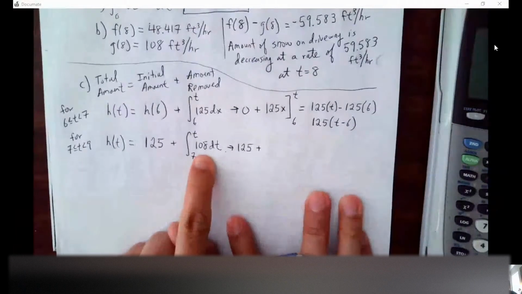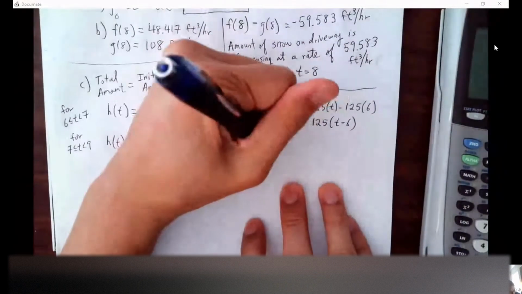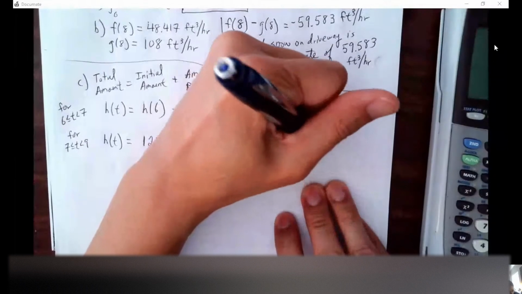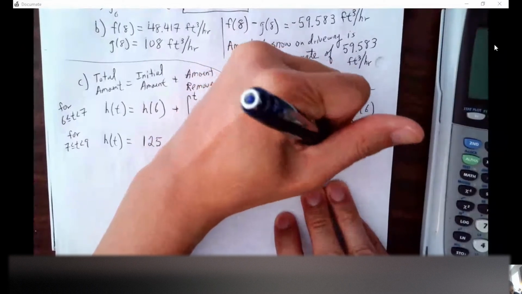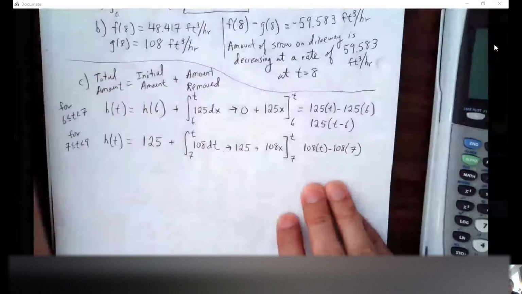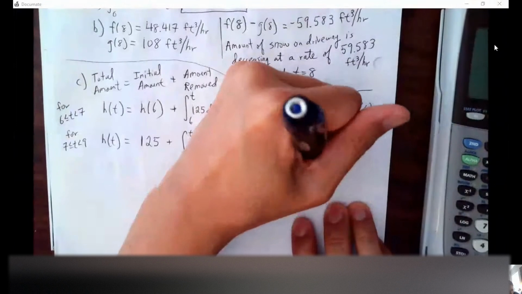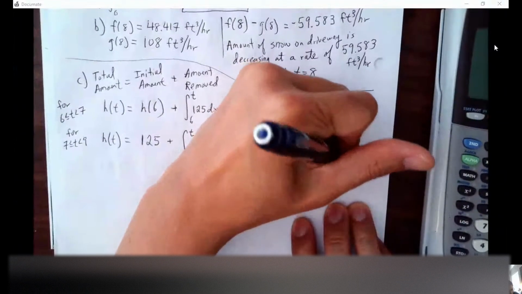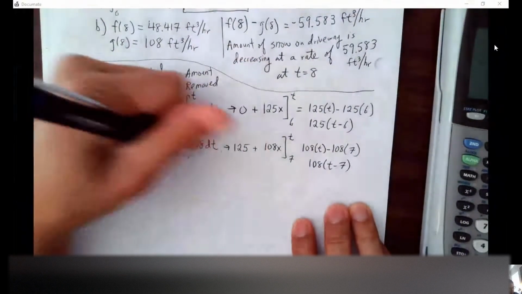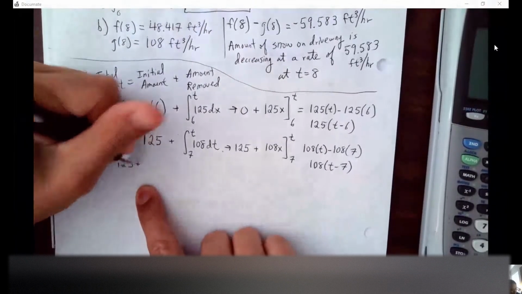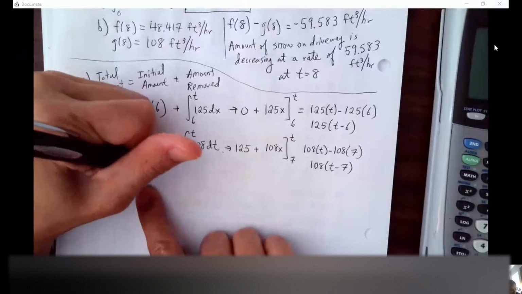Okay, we can go through a power rule here. 108 becomes 108x. Evaluate between 7 and t. Upper bound first. It's just easier if I just factor the 108 out. It's easier to work with here. So total, between 7 and 9, she's going to have this amount, 125 plus 108 times (t minus 7).